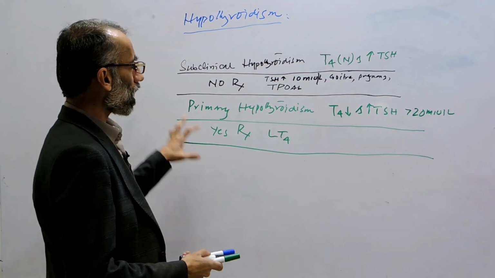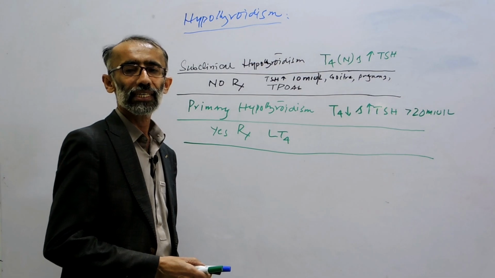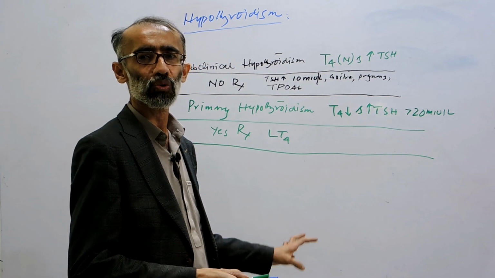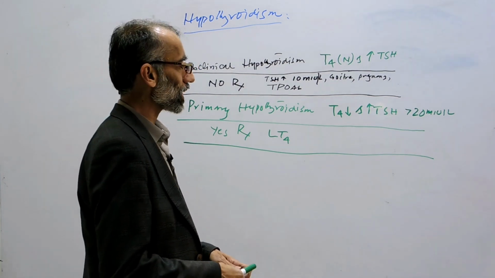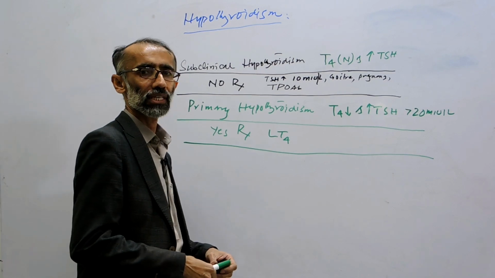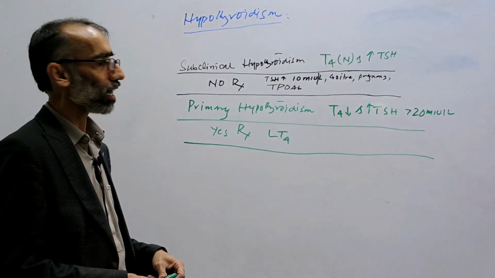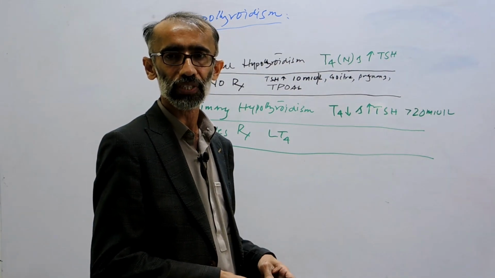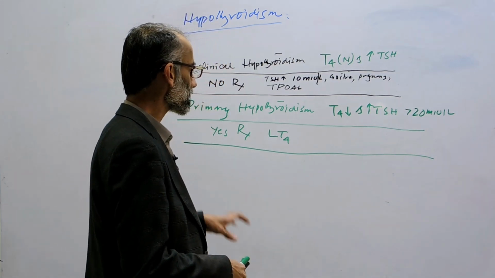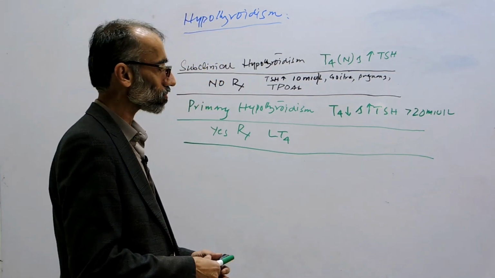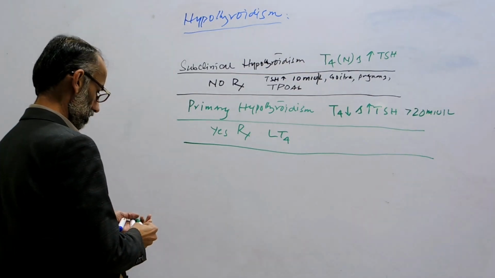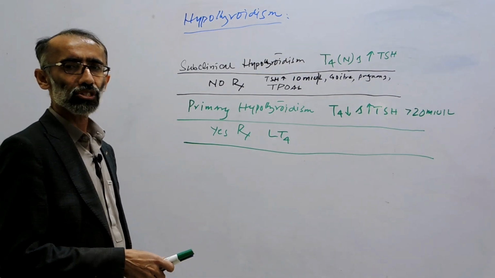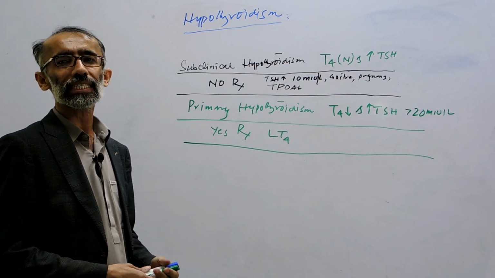The commonest cause of primary hypothyroidism worldwide is Hashimoto's thyroiditis, and the second commonest cause is radioactive iodine therapy for treatment of Graves' disease. Primary hypothyroidism occurs due to disease of the thyroid gland itself.